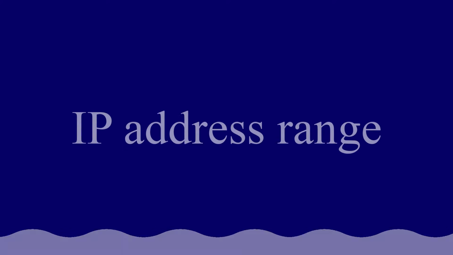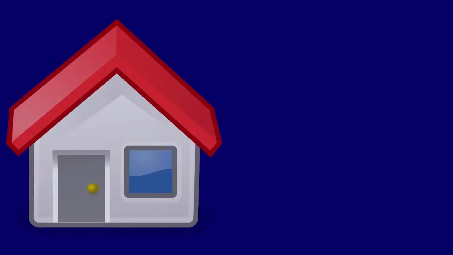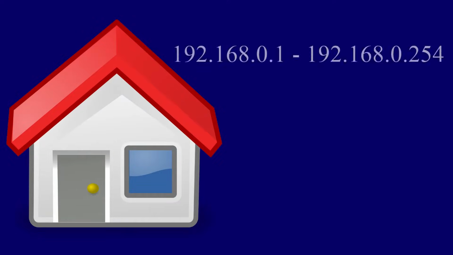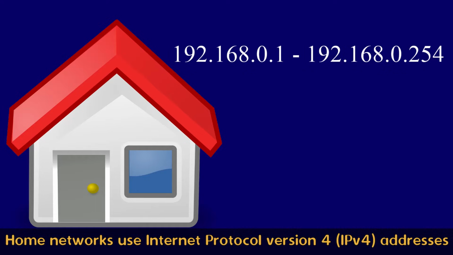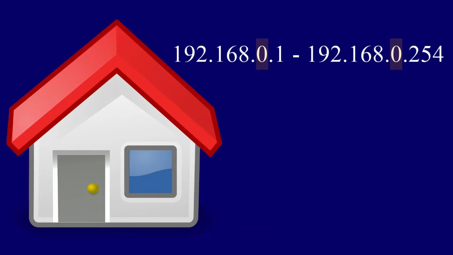The other thing we need to be aware of before diving in is the IP address range. As the name implies, this is the range of IP addresses that can be utilised on a network. On a home network this is usually something like 192.168.0.1 to 192.168.0.254. The third segment, or octet as each of the four parts is actually called, may vary.